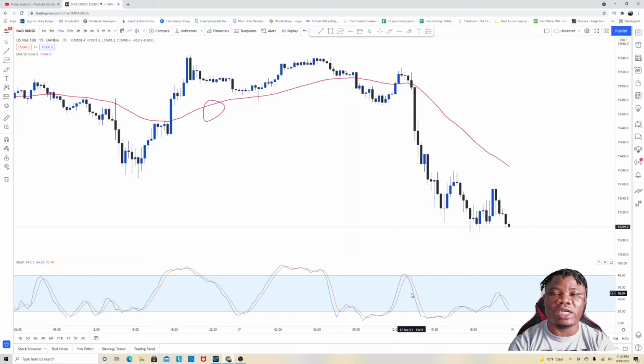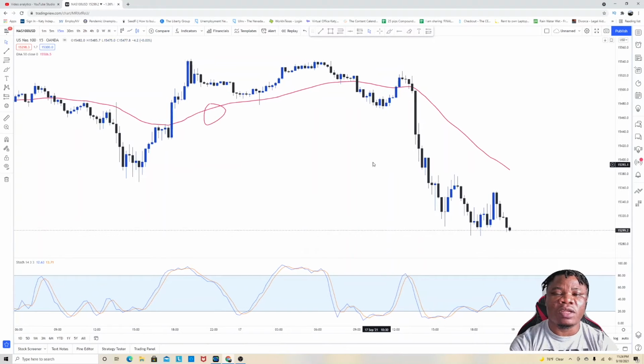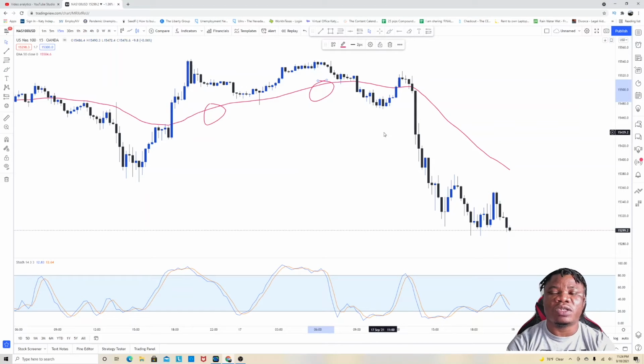But you don't actually have to wait until the stochastic indicator gets to the 20 before you get out of the trade, because remember, NAS100 is a very volatile pair, and we're just trying to get in and get out. So if we take a look at this sell here, we need price to be below the 50 EMA, and once we have price below the 50 EMA, we need to wait for a pullback, and then we can get in our trade.